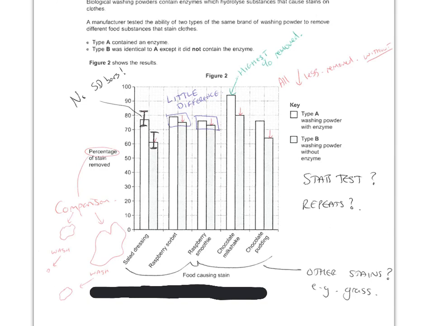And also, there's only 5 stains being tested. There's all sorts of other stains that you might want to get out of clothes, before you make that decision about which sort of washing powder you want. So, for example, what effect does this have on grass stains? Because we've not got very many different stains, it might not be representative. Representative is an important word for all stains.